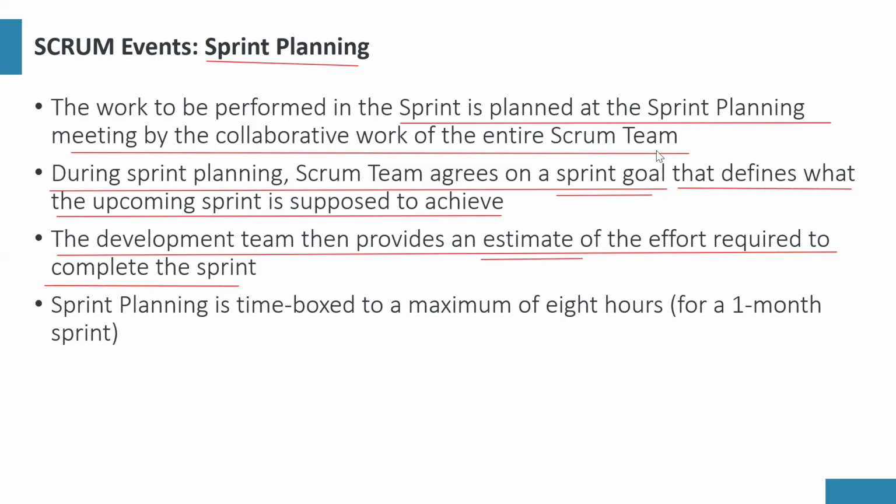Then sprint planning is time boxed to a maximum of 8 hours for 1 month. So look at the time frame we're giving to sprint planning. 1 month, 8 hours for 1 month. Now the question is, what if sprint planning is 2 weeks? You know, we said we have the liberty to do 1 to 4 weeks. Most companies go for 2 weeks. What if your sprints are 2 weeks long? How long should you dedicate to sprint planning?